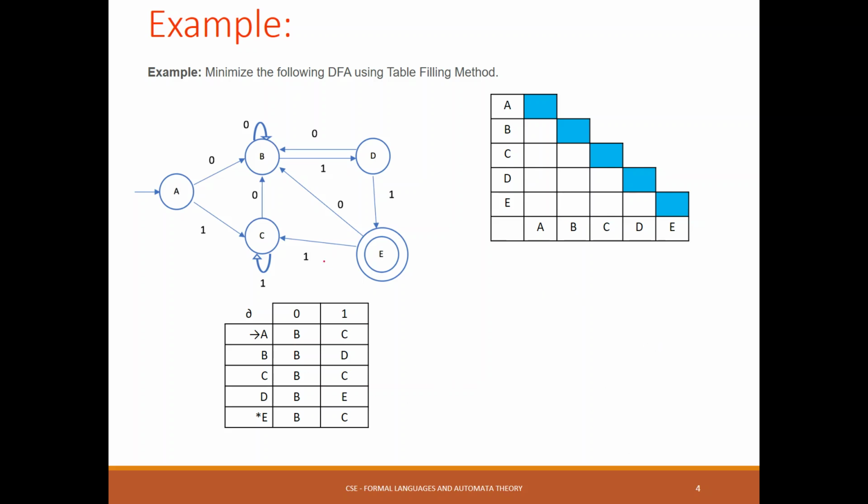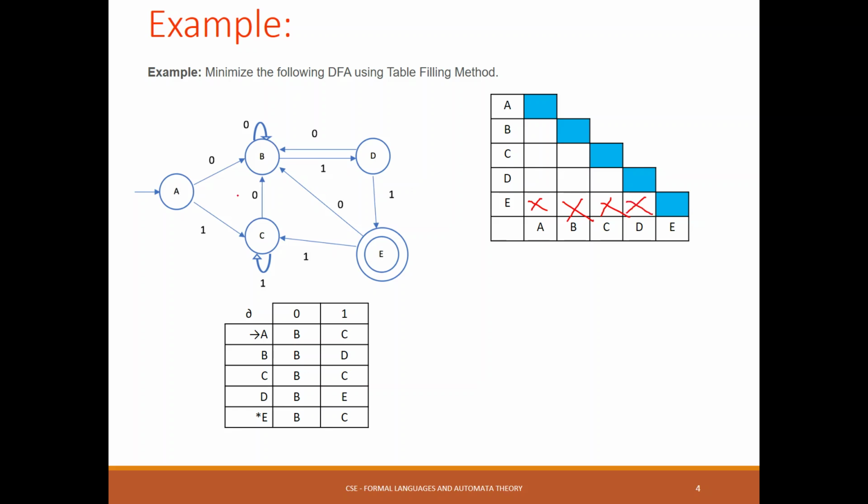A comma E: A is non-final and E is final, so we can mark X here. Likewise B comma E, B is non-final and E is final, so we can mark X here. C comma E: C is non-final and E is final, so we can mark X here. Likewise regarding D comma E, we can mark X here, right?